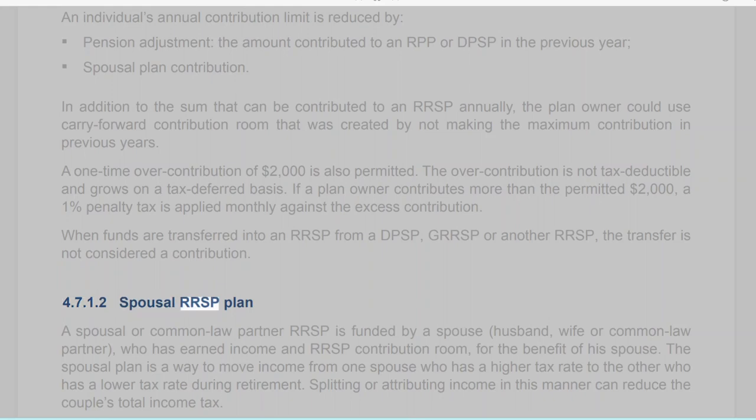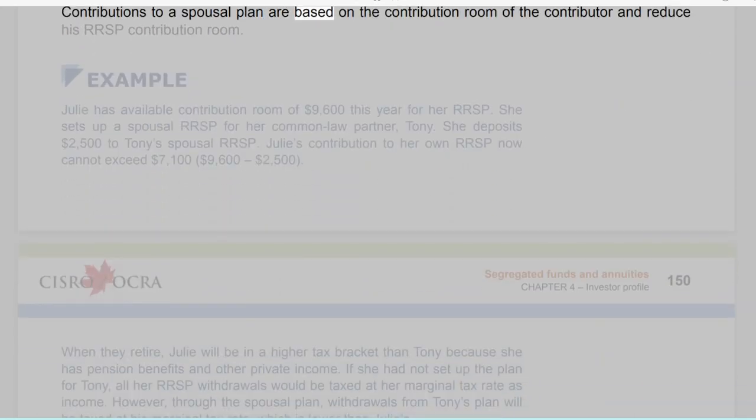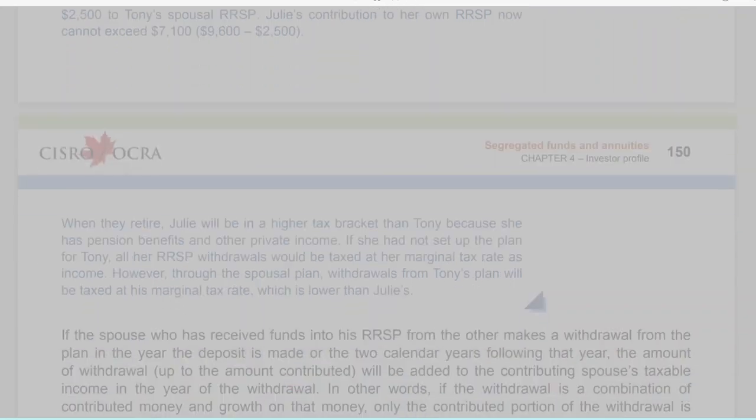4.7.1.2 Spousal RRSP Plan. A spousal or common law partner RRSP is funded by a spouse, husband, wife, or common law partner who has earned income and RRSP contribution room for the benefit of his spouse. The spousal plan is a way to move income from one spouse who has a higher tax rate to the other who has a lower tax rate during retirement. Splitting or attributing income in this manner can reduce the couple's total income tax. Contributions to a spousal plan are based on the contribution room of the contributor and reduce his RRSP contribution room.